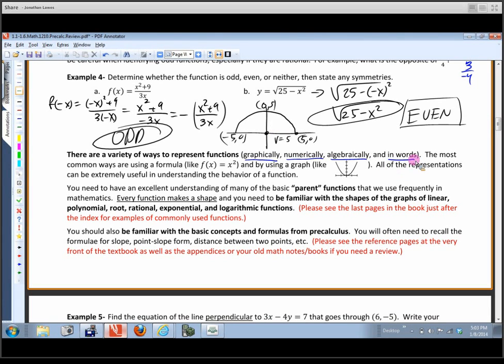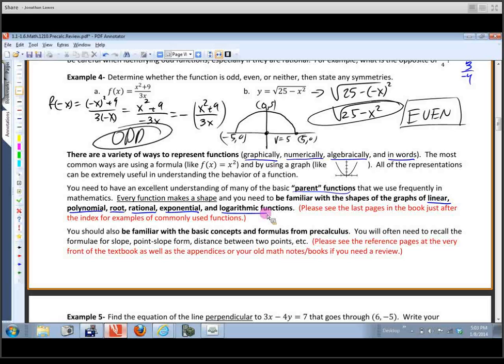So we've got some very common functions like this, and we understand what the graph looks like, an upward opening parabola. And again, all of these functions are useful in different situations, so it's important to be familiar with all of them. So it's important that you know what the basic parent functions are. So these are the basic graphs that everybody needs to know the shape of. So every function makes a shape when you graph it, and some of the ones that you ought to be familiar with are linear functions, polynomial functions, root functions, rational functions, exponential functions, and logarithmic functions.